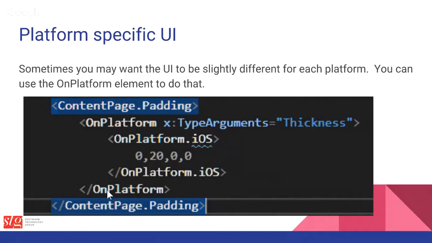Okay. So that's got code completion. Yes, it does. So when you do that, you're going to say OnPlatform, x:TypeArguments equals Thickness, and then you specify the platform. So if we wanted a different one for Android, we'd say OnPlatform Android, and give it its own values. And so you can set that up for each platform. And you can do this for pretty much any control. You can just put this inside of the XAML for the control and do the OnPlatform.